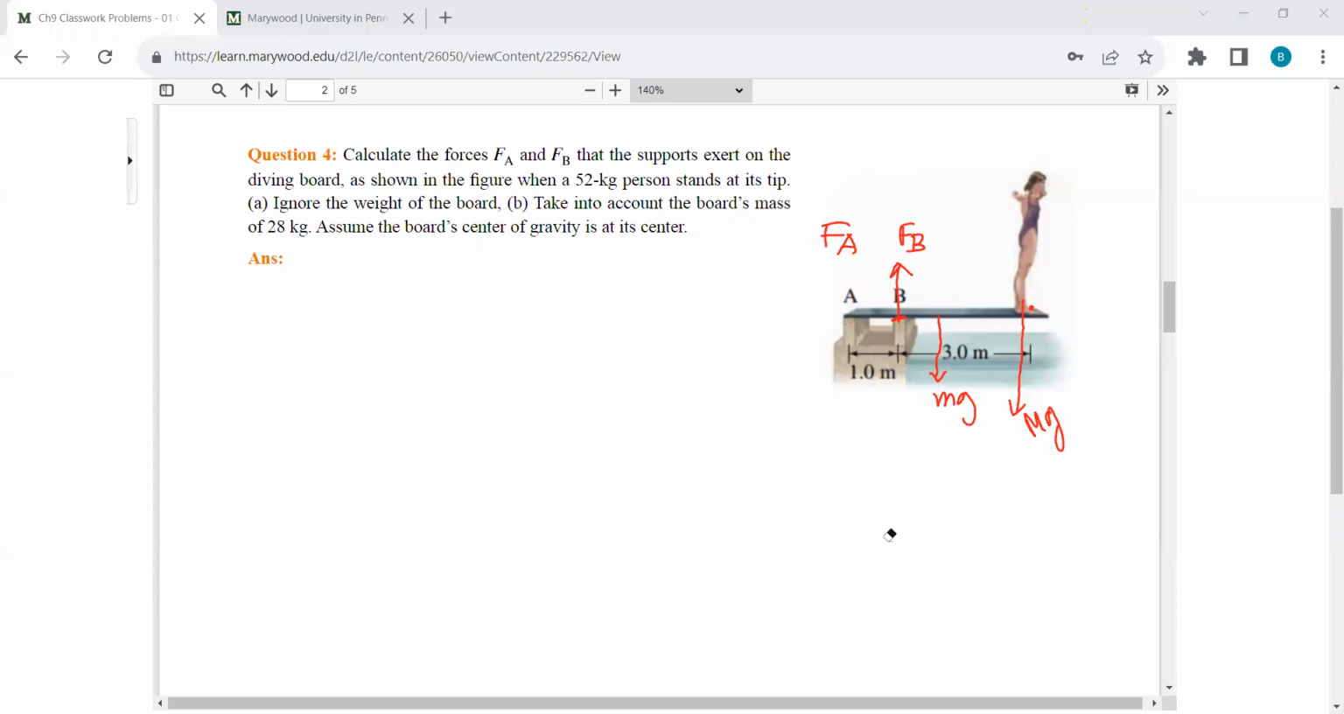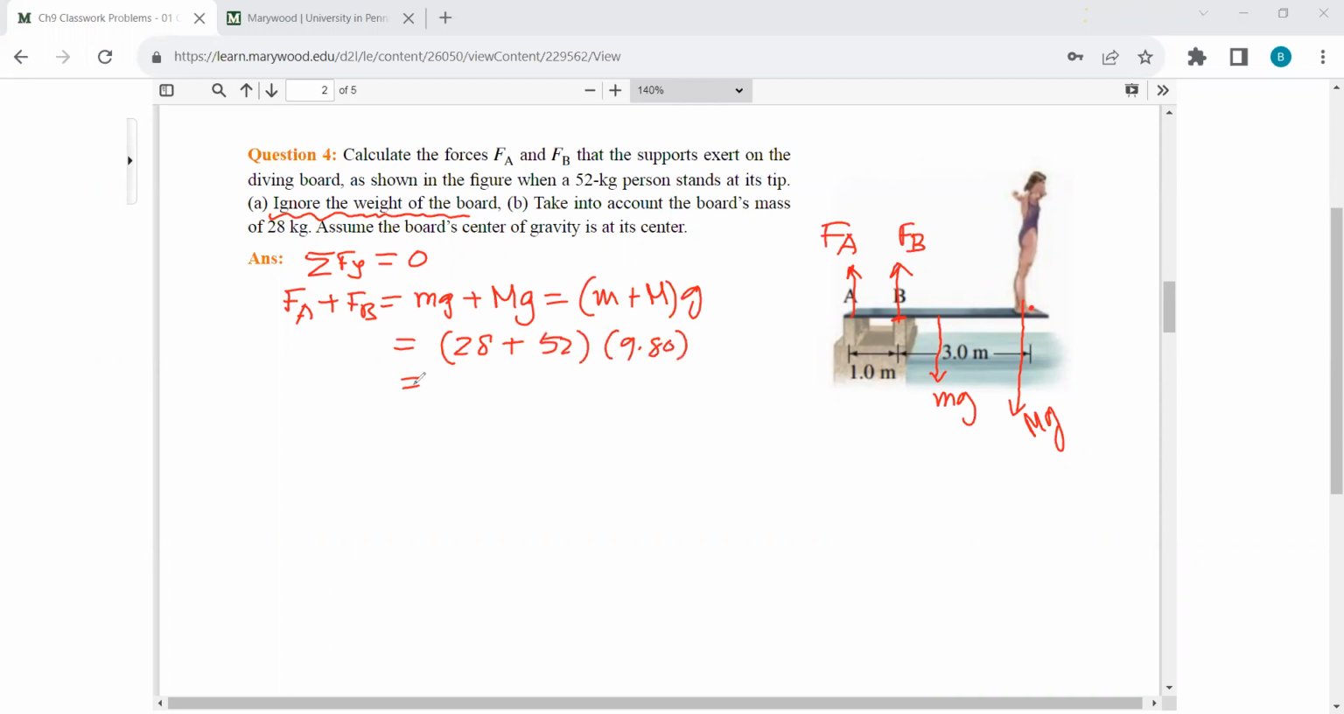Okay, all right. So very similar to the last problem, we can write two equations. First, the sum of Fy equal to 0. Similar to that, FA plus FB will be Mg plus Mg. Now for the first problem, when there is no weight for the board, you can just plug this value equal to 0. But let me not do that, let me just do part B, and you can do part A by yourself. Similar to the last problem, the board's mass is 28 kilogram and the lady's mass is 52 kilogram, and g is 9.80. So altogether it will be 784 Newton.